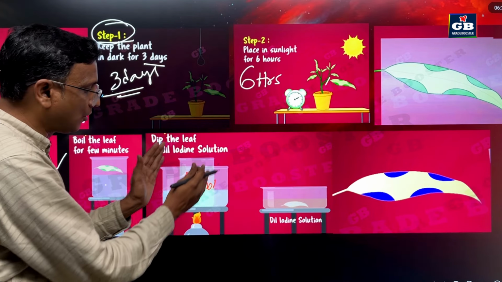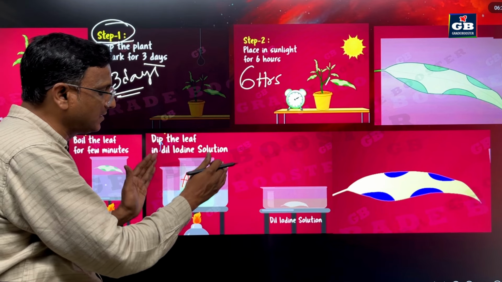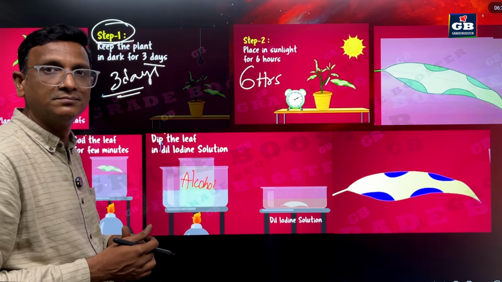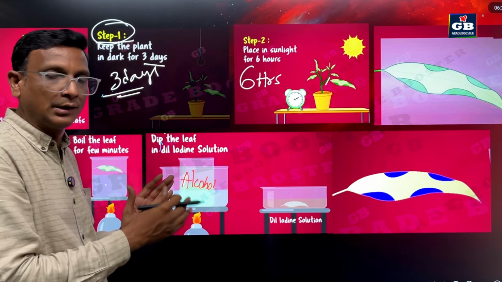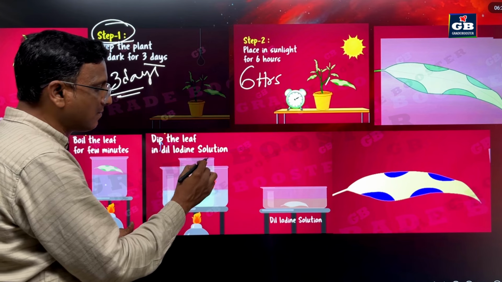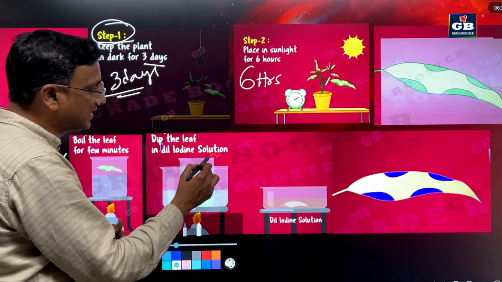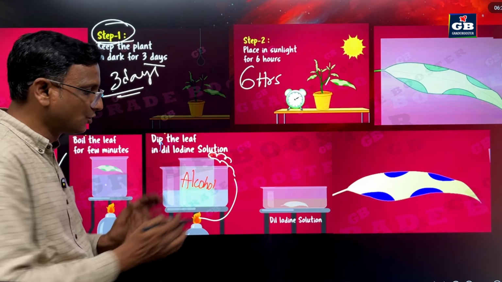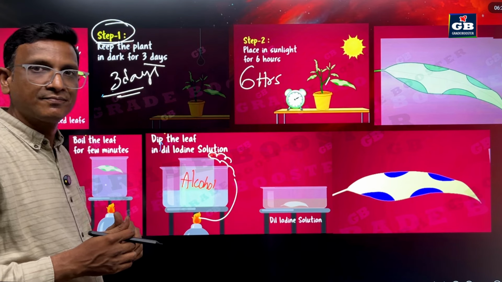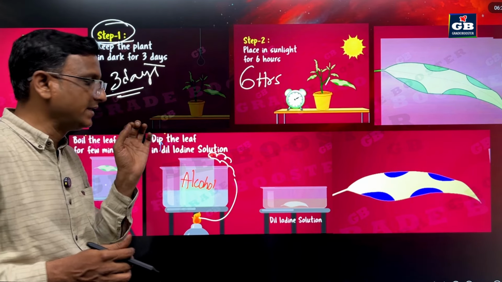You can see that alcohol is in a small beaker, and this alcohol beaker is kept in a water bath, a water tub, right? Because we cannot directly boil alcohol over a flame. If there are any alcohol vapors, these vapors may catch fire, there is a chance. So we kept a water bath. So first boil the leaf in water, then boil it in alcohol.